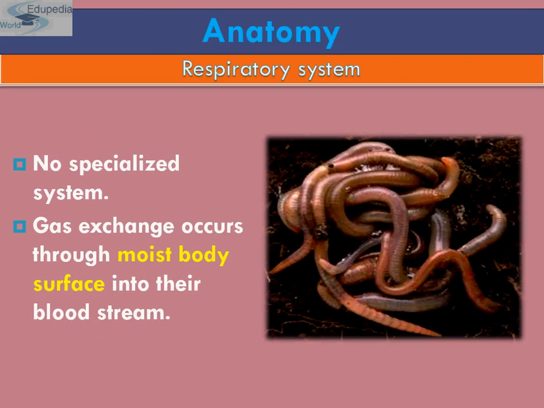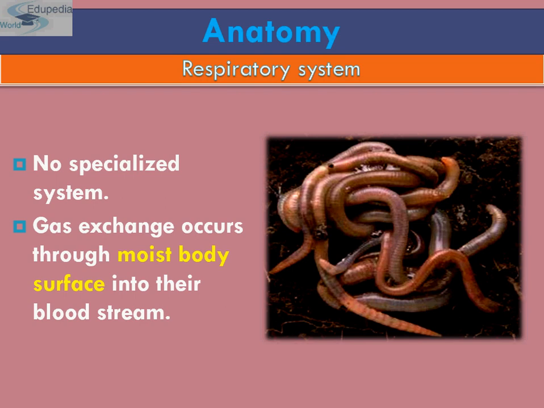Now comes the respiratory system. No specialized system is there in earthworms. Earthworms do not have lungs. They breathe through their skin. Oxygen and carbon dioxide pass through the earthworm's skin by diffusion. For diffusion to occur, the earthworm's skin must be kept moist all the time. Body fluid and mucus are released to keep its skin moist. Earthworms therefore need to be in damp or moist soil.